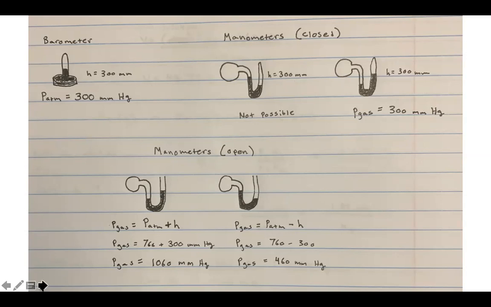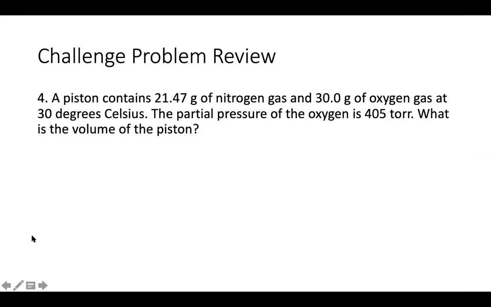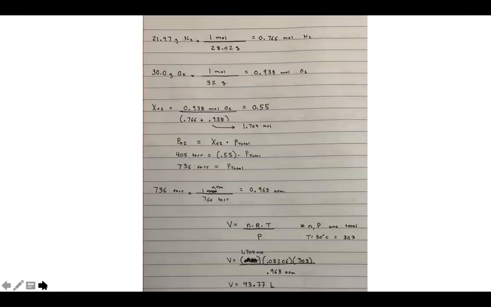And we will come back to these as well during the review. I have another diagram that might be even a little bit more helpful to see this. It's not much different, but a little bit. Okay. Number 4, a piston contains 21.47 grams of nitrogen and 30 grams of oxygen at 30 degrees Celsius. The partial pressure of oxygen is 405 torr. What is the volume of the piston?